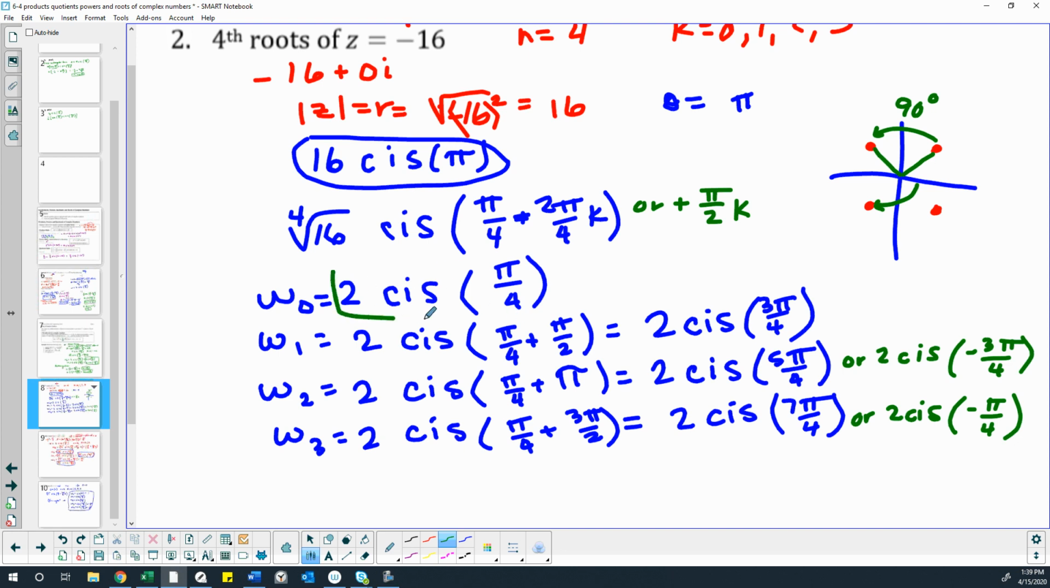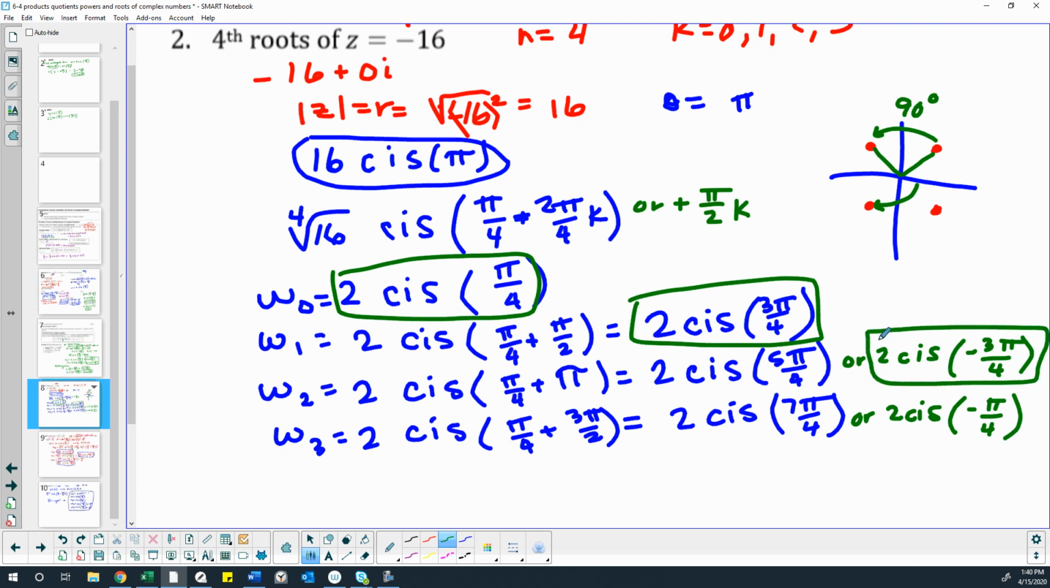So our fourth roots are 2 times the cosine plus i sine of pi fourths, 2 times the cosine plus i sine of 3 pi fourths, 2 times the cosine plus i sine of negative 3 pi fourths, and 2 times the cosine plus i sine of negative pi fourths.